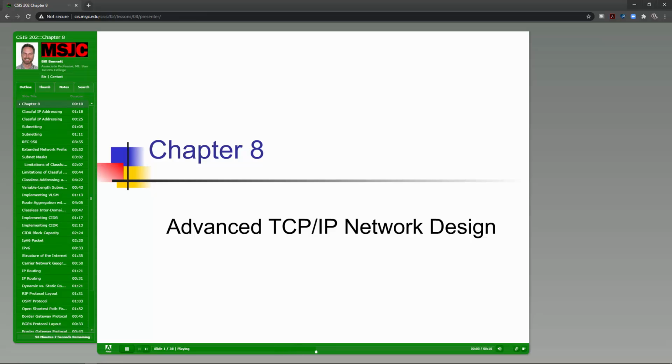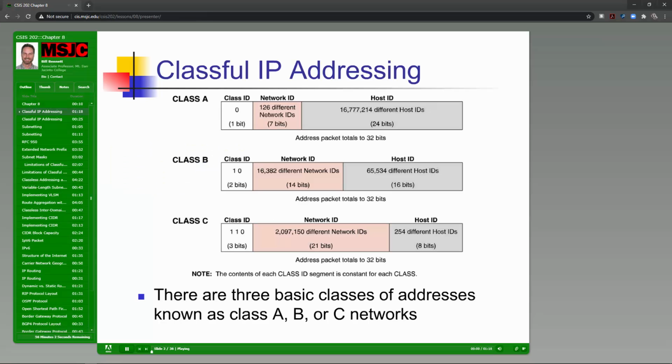This time it's Chapter 8, titled Advanced TCP/IP Network Design. In our last episode, you might recall we were talking about classful IP addressing, which included the three usable classes of Class A, Class B, and Class C, and we identified the fact that the first few bits identified the class, then that's followed by the network ID, which is followed by the host IDs. So the main thing that you want to recall from that is that IP addresses are divided into two segments, network ID and host ID.